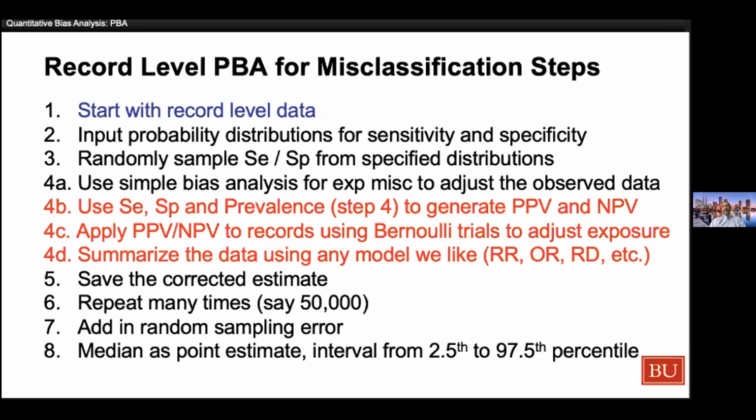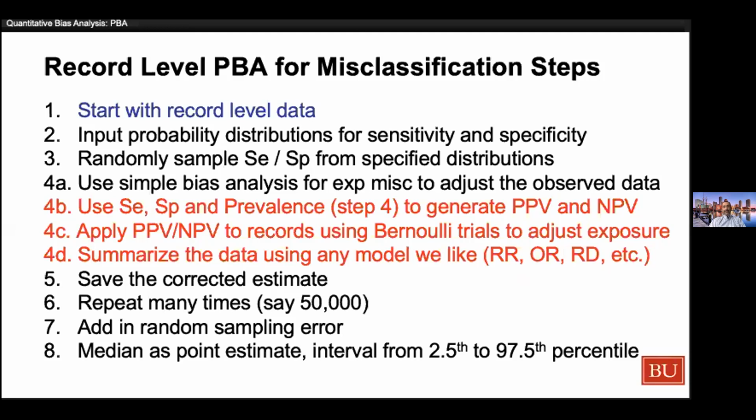And then, instead of adjusting the summary level data, I can apply the positive and negative predictive values to individuals using Bernoulli trials, essentially a binomial distribution with just one trial. And then I can adjust the exposure for individuals. But then I do everything else like I did before. I summarize the data into a relative risk or an odds ratio or risk difference or hazard ratio, whatever it is, with the one advantage being that I can also now use a regression model if I want to adjust for other confounders, but I do everything else exactly the same.